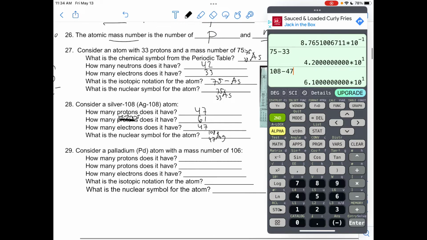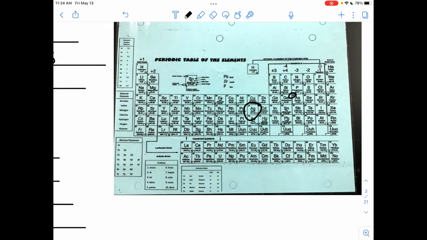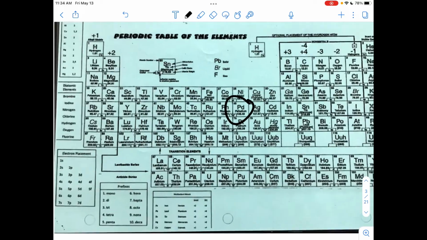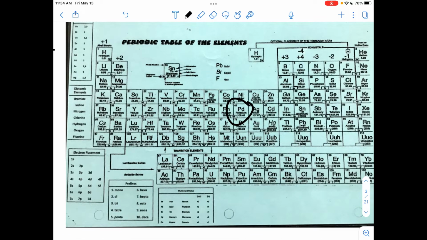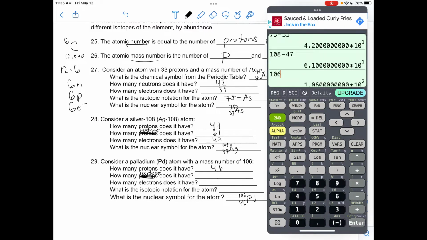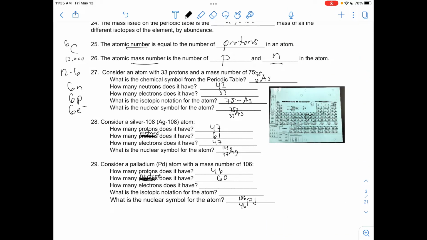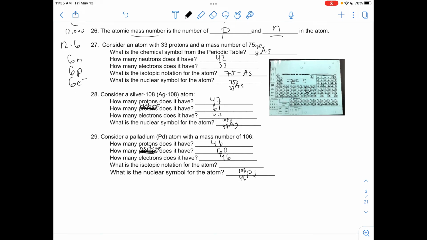Okay, palladium. Palladium, Pd-106. Again, I have to look for palladium. Where is palladium? Right next to silver. Okay, palladium has 46 over 106. So it has 46 protons. Again, this is supposed to be neutrons. So 106 minus 46 would be 60. 60 neutrons. How many electrons? Again, it's going to have the same since there's no charge.